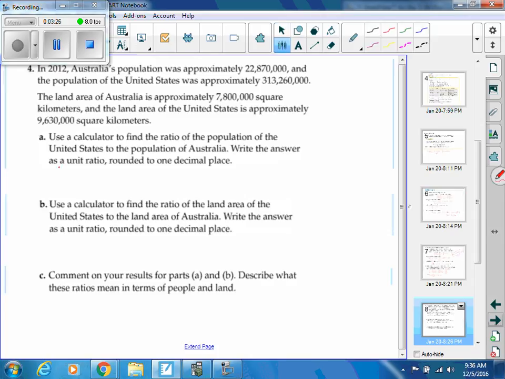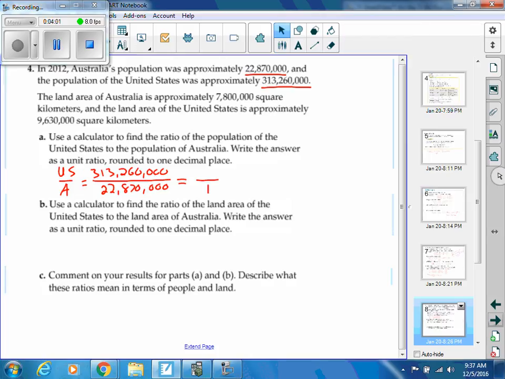All right, so for A, I want to take the U.S. population over the Australian population. So if I go and look, the U.S. population right here, 313,260,000. Okay, I want to take that over the population of Australia, which was the 22,870,000. Okay, and I want to write that as a unit ratio, so I know that's going to be over 1.